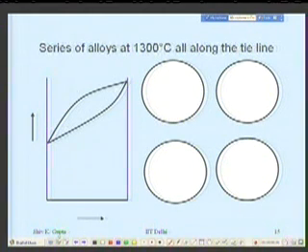Also the composition remains the same. The composition of the overall alloy, which is the combination of alpha and liquid together, should remain the same. Even if all the liquid has been converted to alpha, all the solid is 50 gram nickel, 50 gram copper. But when alpha and liquid are existing together, overall it will be 50-50. One will have less copper, the other will have more copper. Is it clear? Right. That's what I'll show here now. Series of alloys at a constant temperature, let us say 1300 degrees centigrade.